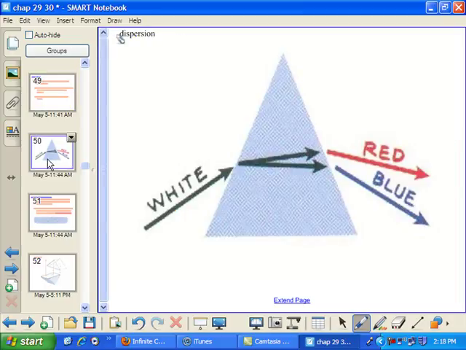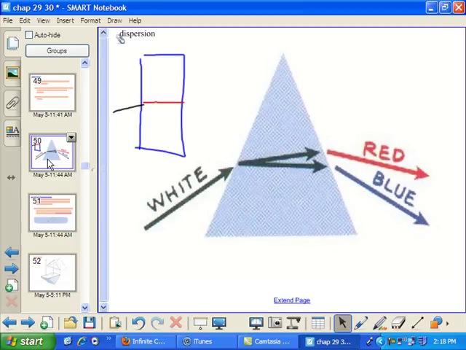So we look at this. Now, you might say, well, why don't we get that through a window? A window is glass, just like a prism. It has nothing to do with the glass. It has to do with the shape. Notice a prism has a triangular shape. A window is rectangular. Now, when the white light goes into the window, does it get bent in the glass? Yes, it does. Does it undergo dispersion? Yes, it does.